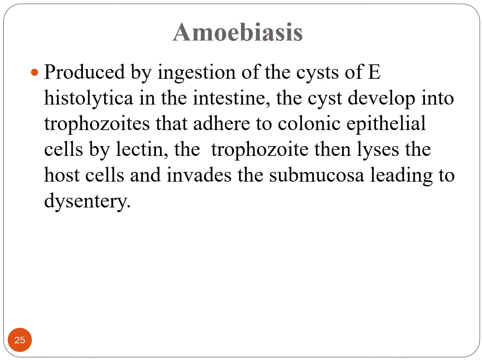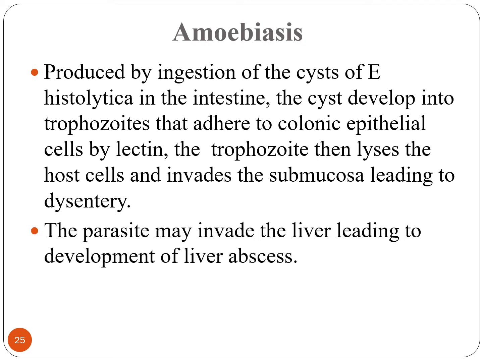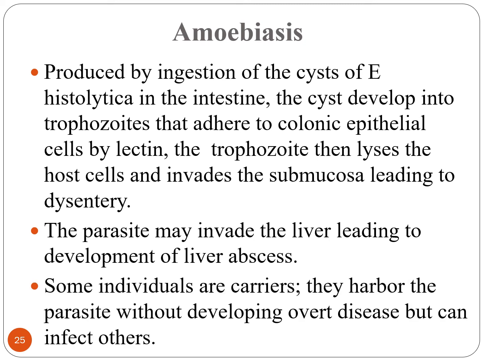Amoebiasis, as I mentioned, is produced by ingestion of the cyst of Entamoeba histolytica. In the intestine the cyst develops into trophozoites that adhere to the colonic epithelial cells by a protein known as lectin. The trophozoite then lyses the host cell and invades the submucosa, leading to amoebic dysentery. The parasite may invade the liver, leading to development of liver abscess. Some individuals are carriers. They harbor the parasite without developing overt disease, but can infect others.